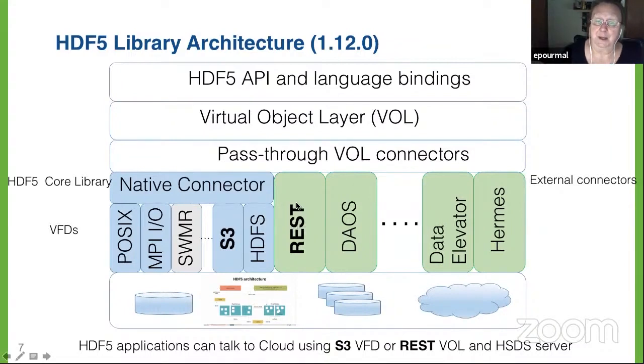And among those different VOL connectors that are developed by us, like RESTful and DAOS, you can choose how to talk to different storage. For example, with RESTful, you can talk to cloud storage using the HSDS server that John will be talking about. We're also creating a DAOS VOL connector, which will allow us to talk to DAOS file storage that will be available. It's an open source type of object store that will be installed on the new Aurora exascale system that is coming in Argonne.